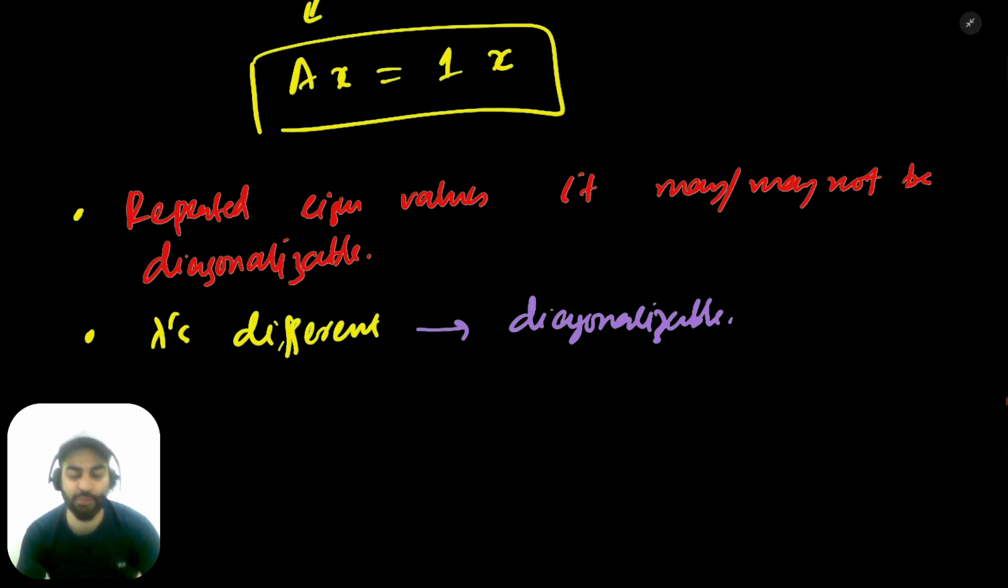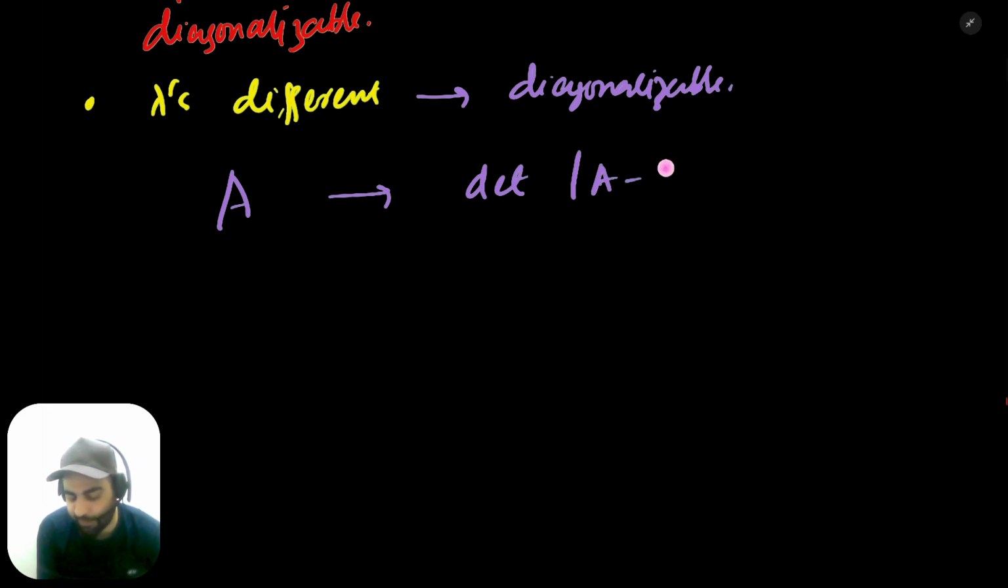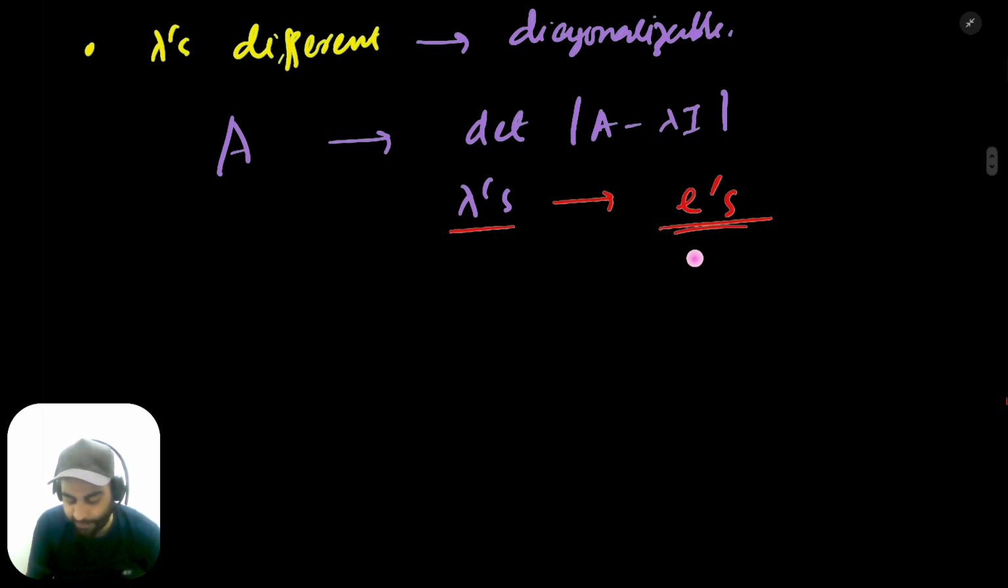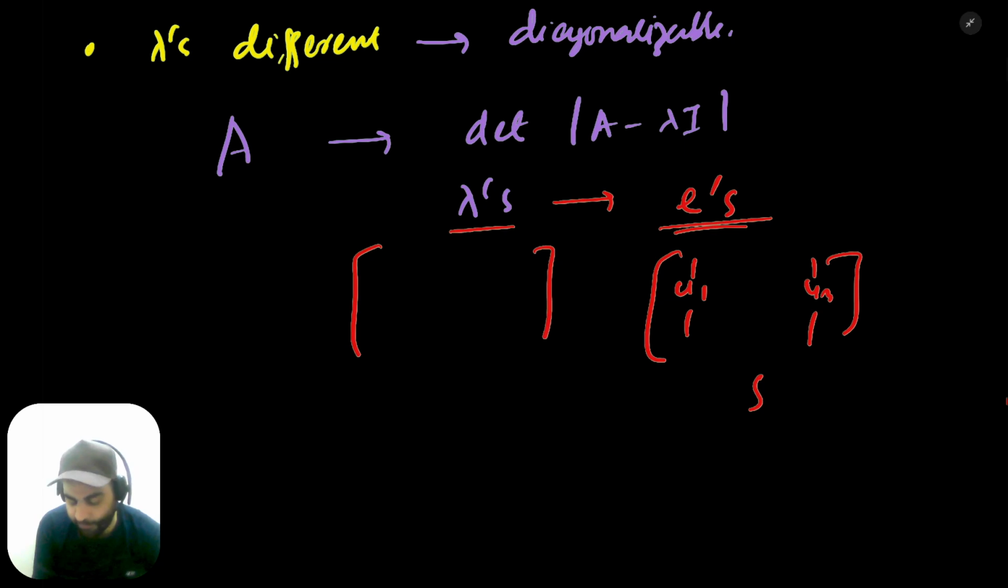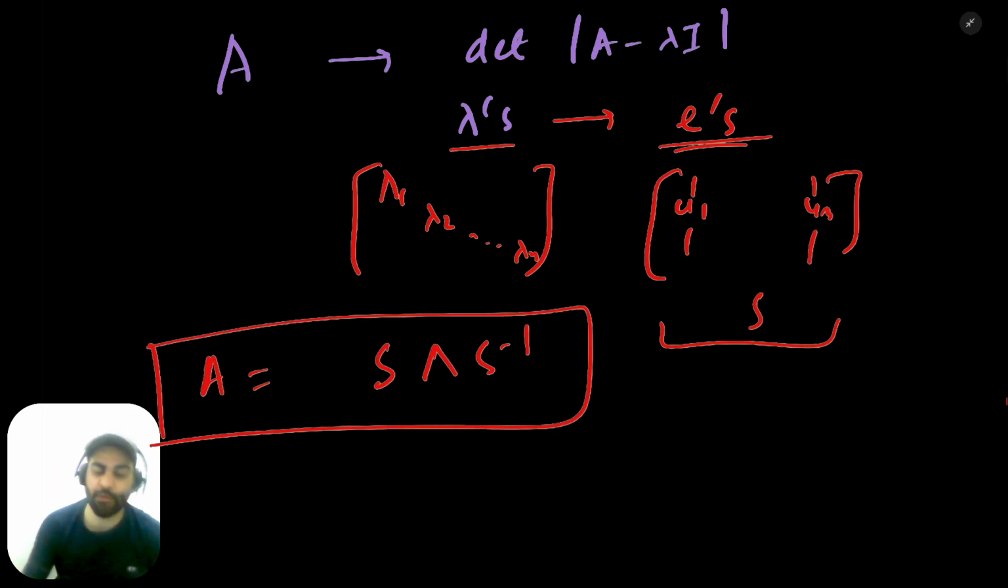Okay, now what is the process? If you want to find the vectors, you take this matrix A and solve the determinant of A minus lambda I, and this will give you the values of lambdas. From these eigenvalues compute eigenvectors, and then collect these eigenvectors into a matrix S. Let's call these eigenvectors u1, u2 till un, and collect the lambdas into a diagonal matrix: lambda 1, lambda 2 till lambda n. Now you know that A is equal to, just find the inverse of S also, S lambda S inverse. This is how you will diagonalize a matrix.